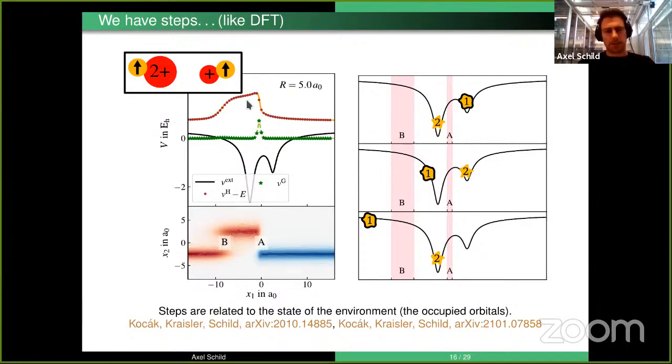Now, what I really want to point out here is this step feature. This step feature is essentially the change of the energy of the environment, the change of the energy of this electron number 2 from this state to this state and then back. So I think maybe it's easier to explain it with this picture.